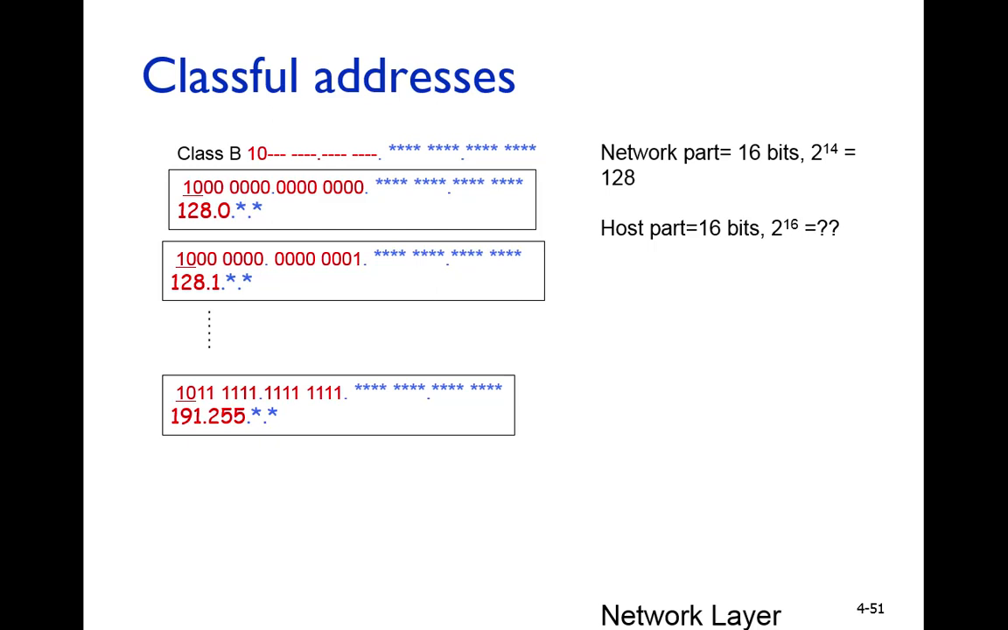Now in class B addresses, how does it work? In class B addresses, the first 2 bytes are reserved for the network part. But the first 2 bits in the first byte are fixed as 10. So it means that the network part contains 16 bits, the first 2 bytes. But in these first 2 bytes, the first two bits are fixed. So how many remain? 6 bits of the first byte and 8 bits of the second byte. So 6 plus 8, that becomes 14. So there are 14 bits for the network part.